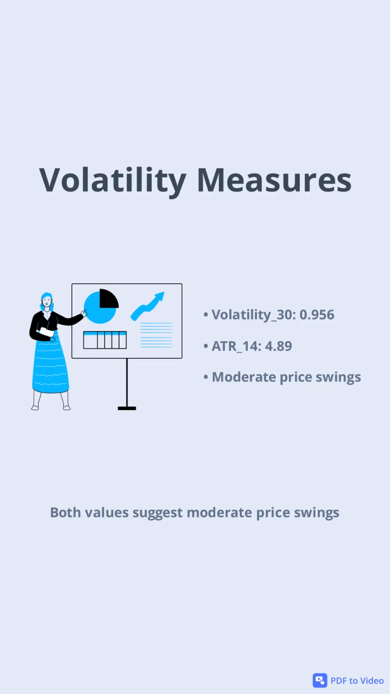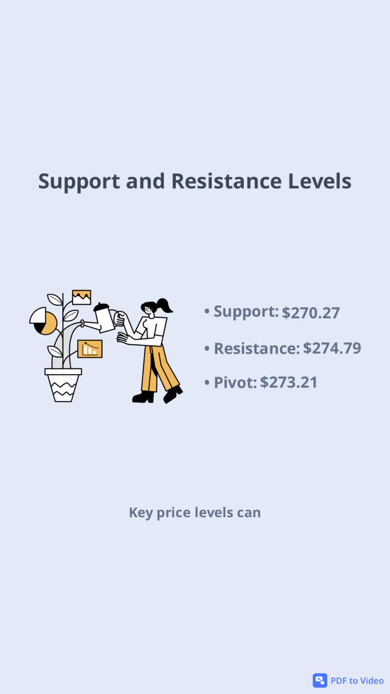Both values suggest moderate price swings. True volatility and volatility breakout metrics are also subdued. Lower volatility can mean less risk but also fewer opportunities for quick gains. Traders should adjust their strategies accordingly. Key price levels can act as psychological barriers.